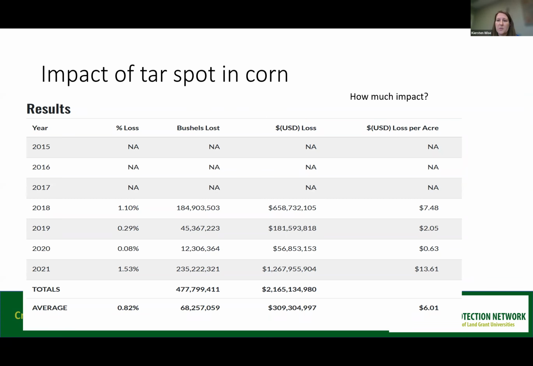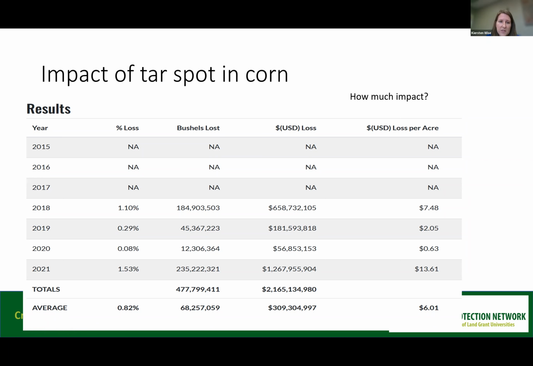So answering that first question, how much impact, we can use our disease loss calculator to really look at how much impact tar spot is having. If you look at it from the year it was first reported, 2015, till last year, you can see, just like we talked about, it took a few years for it to really build up steam and get established before we started to see yield loss.